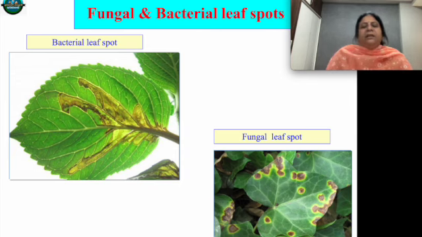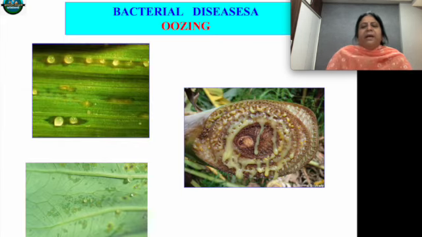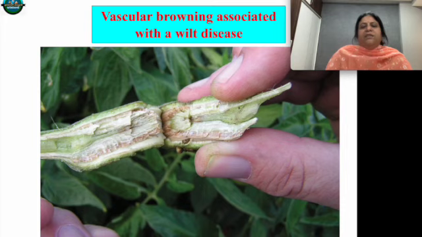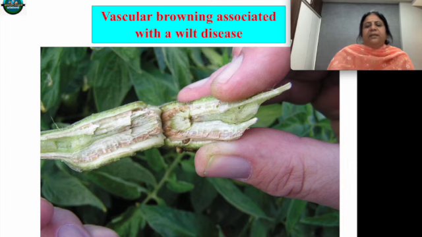You can see the bacterial leaf spot in the first photo and fungal leaf spot with concentric rings in the second photo. Bacterial diseases, oozing. Oozing is the main symptom of the bacterial diseases. Vascular browning is associated with the wilt disease, you can see by cutting the stem.